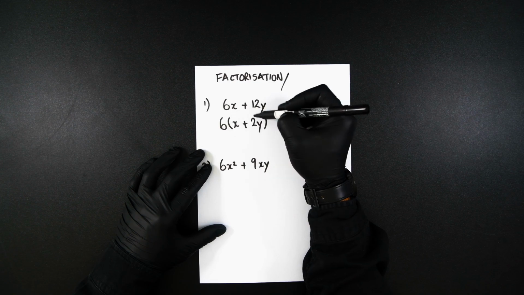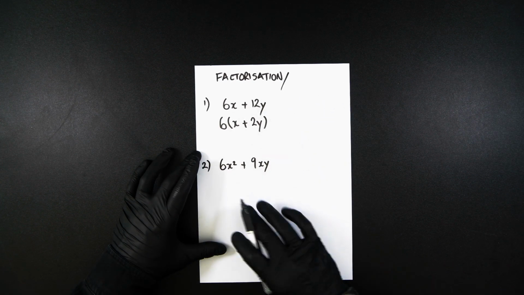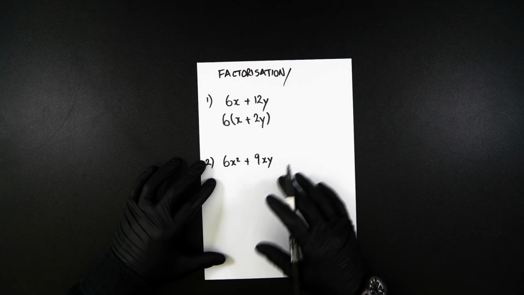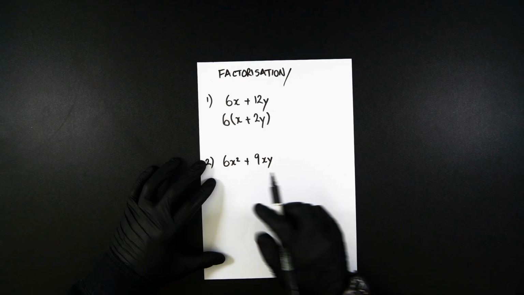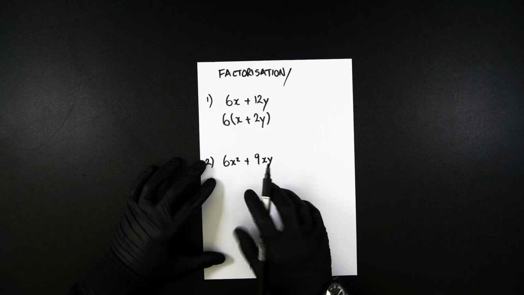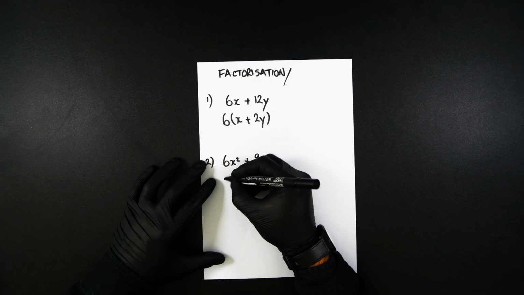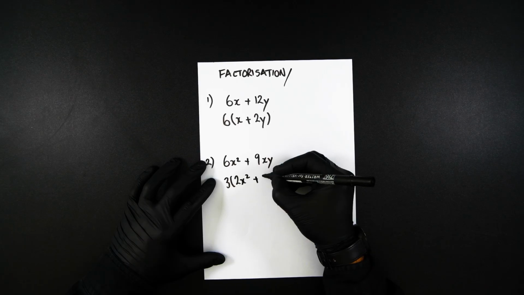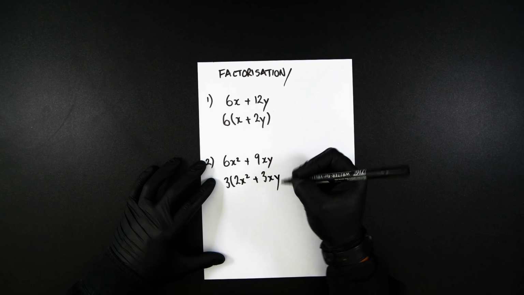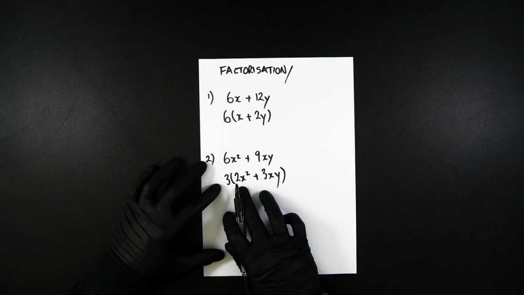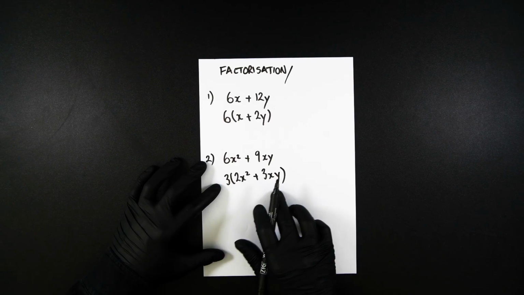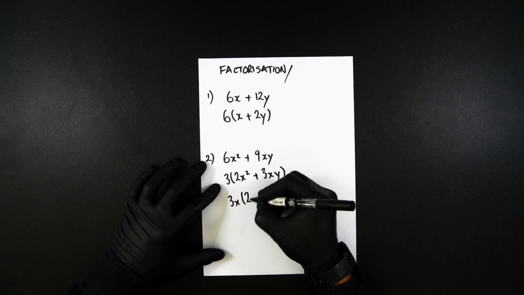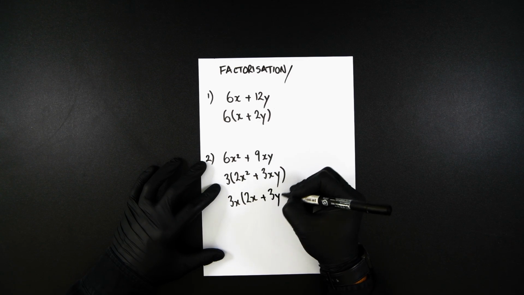So 6x plus 6 times 2y is 12y. Here we have 6x squared plus 9xy. First, let's deal with the numbers. So we can see that the common factor here is 3. So if we pull 3 out, we're going to have 2x squared plus 3xy. But we also have common values of x that are seen in both. So we can pull out the x's, so we can have 3x, 2x plus 3y.